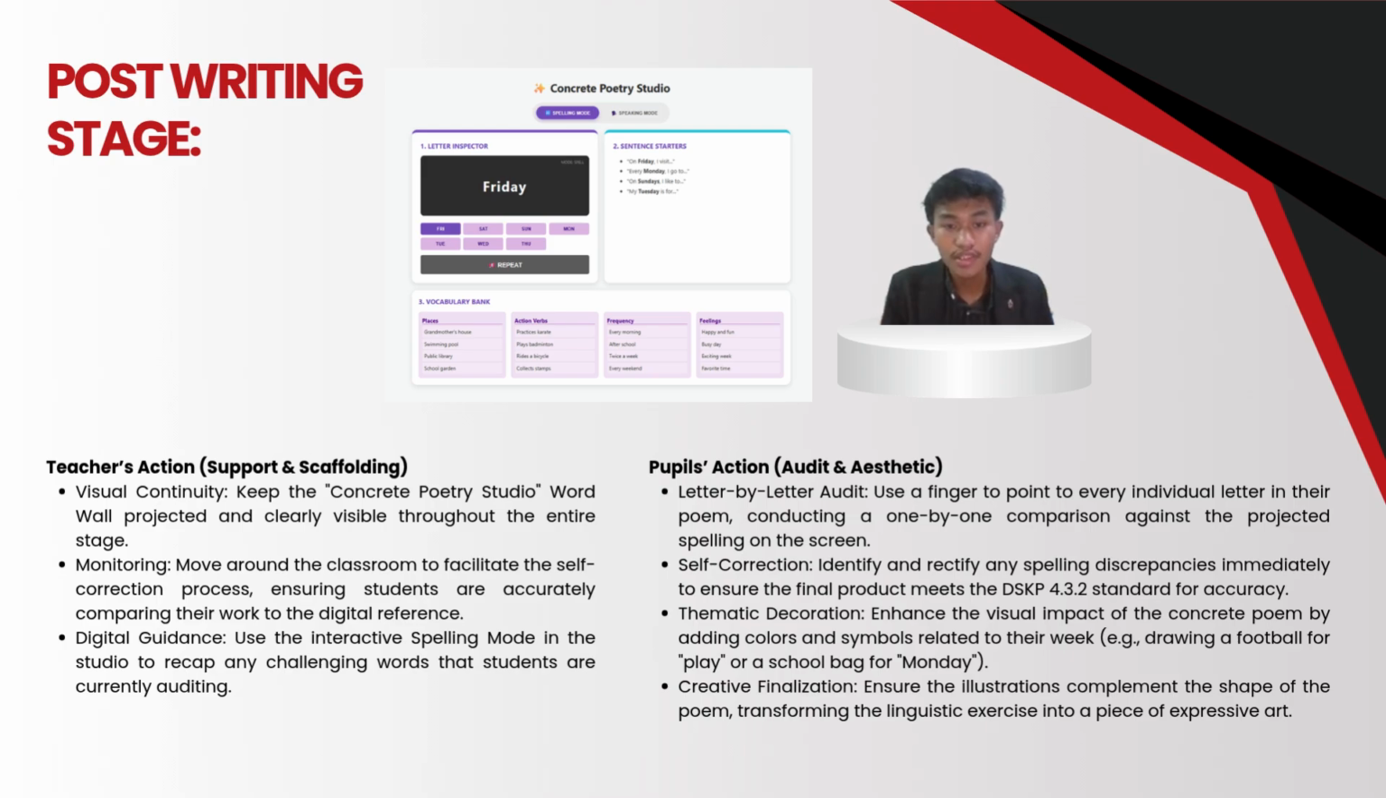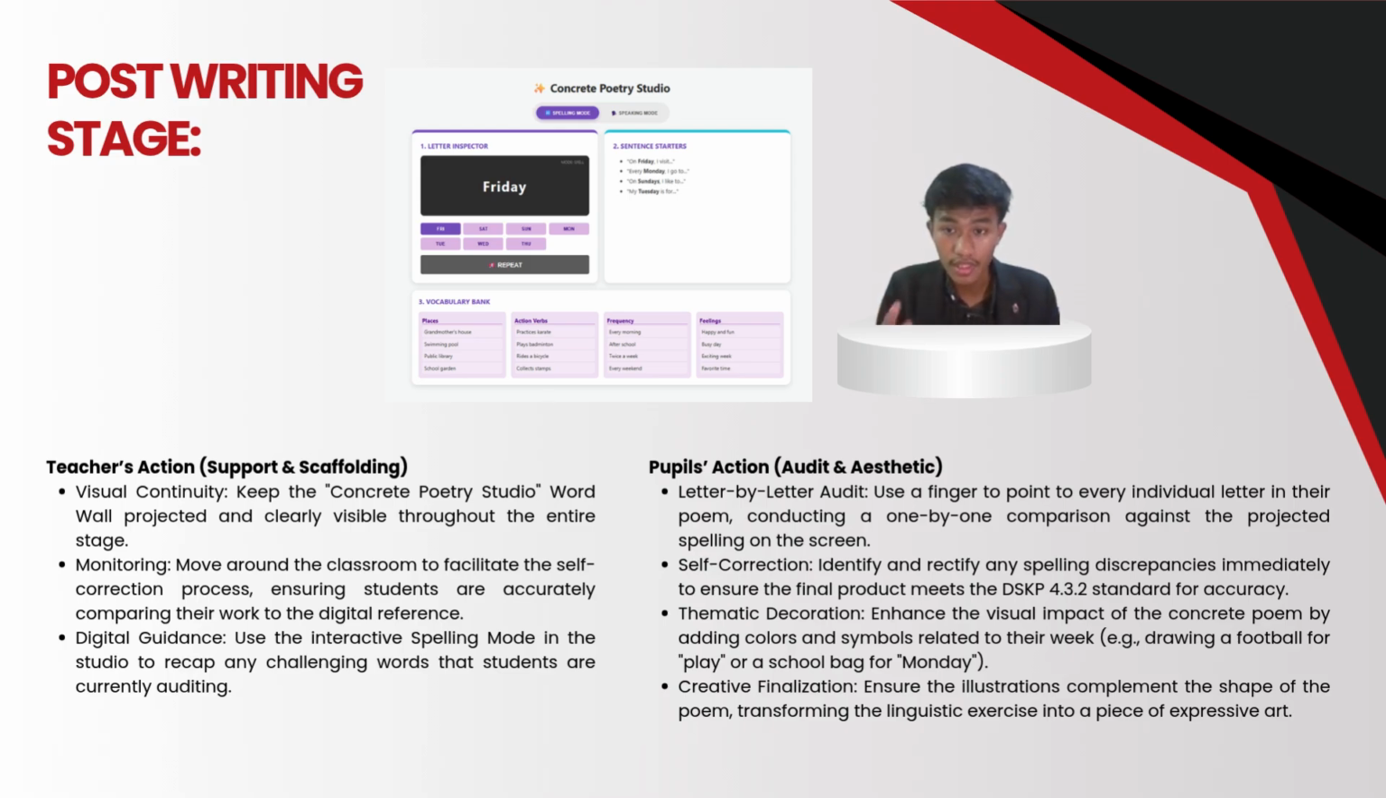So digital guidance: use the interactive spelling mode in the studio to recap any challenging words that students are currently auditing. So it's very important here that the teacher must walk around to see what the challenging words are for the pupils or the students. So for the pupil section, letter by letter audit: they need to use a finger to point to every individual letter in their poem, conducting a one by one comparison against the projected spelling on the screen.